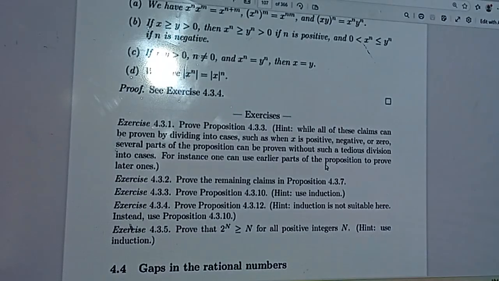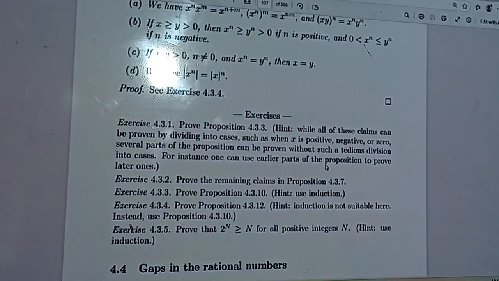Prove that 2 to the n is greater than or equal to n for all positive integers n using induction. Let's look at that for a second. I'm sort of doing things that I didn't plan to do. How do you prove this thing? Induction. Okay, it says induction. 2 to the n greater than or equal to n. For n equals 1, 2 to the 1 greater than or equal to 1 is true.